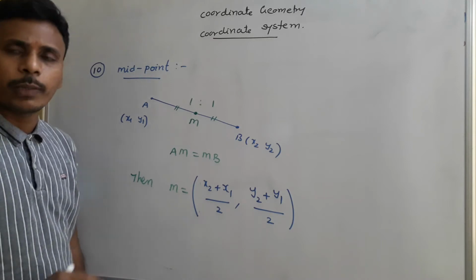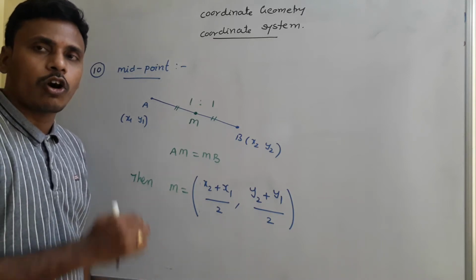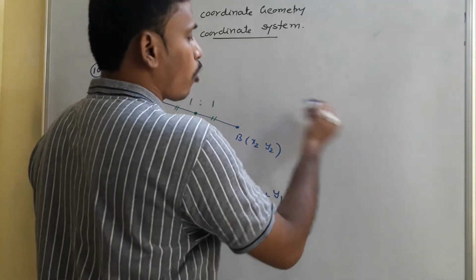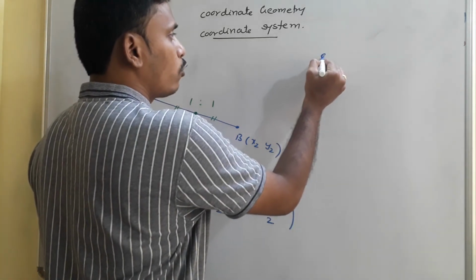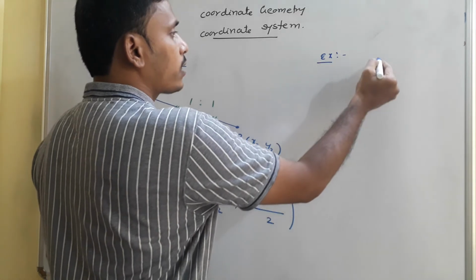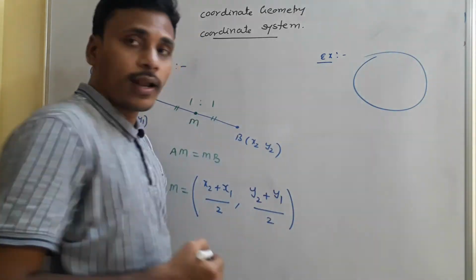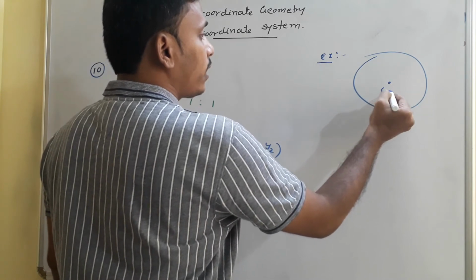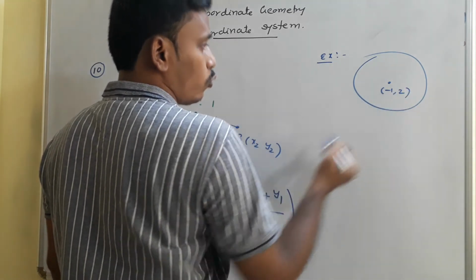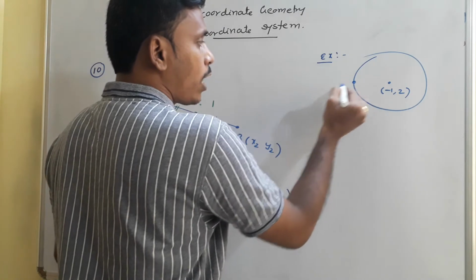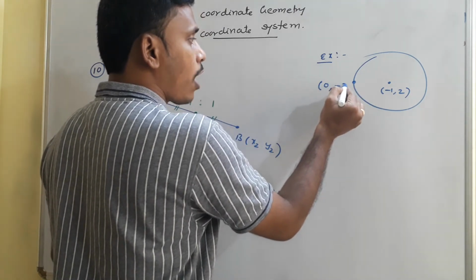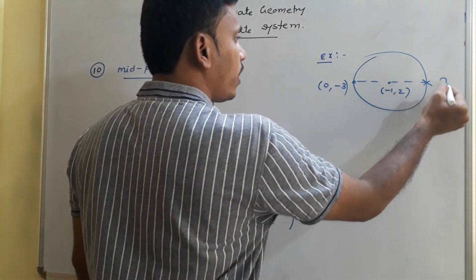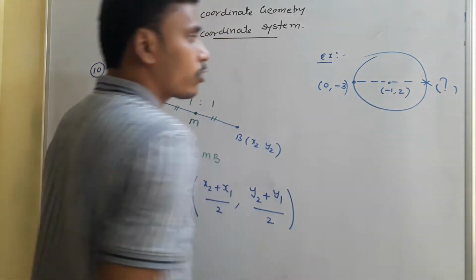So where do we use this midpoint concept? We use it in different situations according to the problem. Suppose there are some problems, I will just give you some examples. One example: I have a circle, and related to the circle, the center is given as (minus 1, 2), whereas one end of the diameter is given as (0, minus 3). They are asking us to find the other end of the diameter. Just have a look.